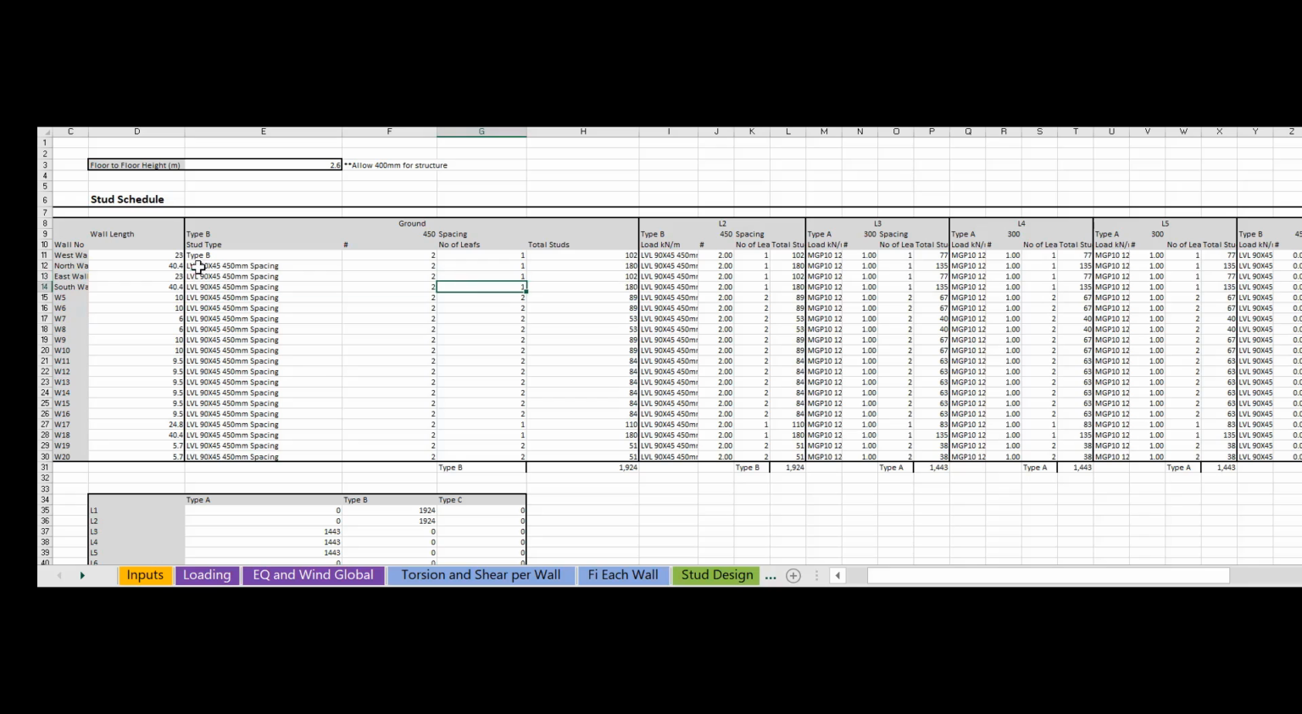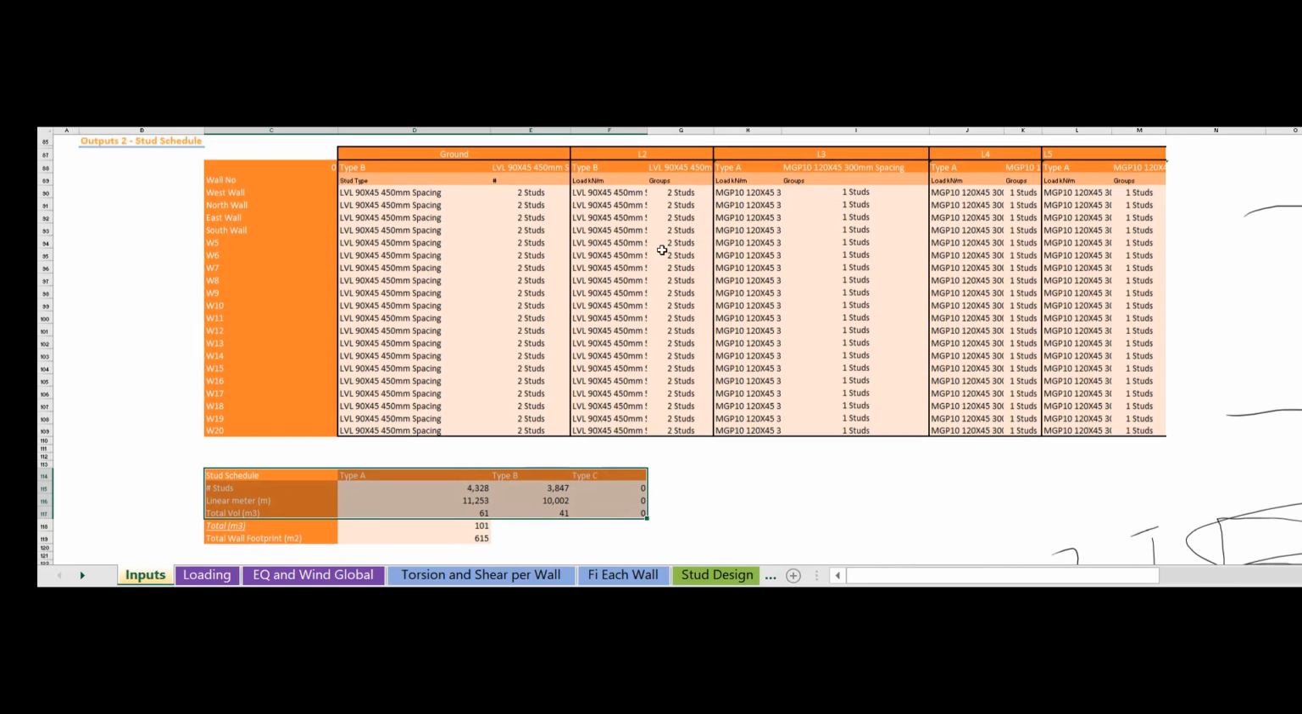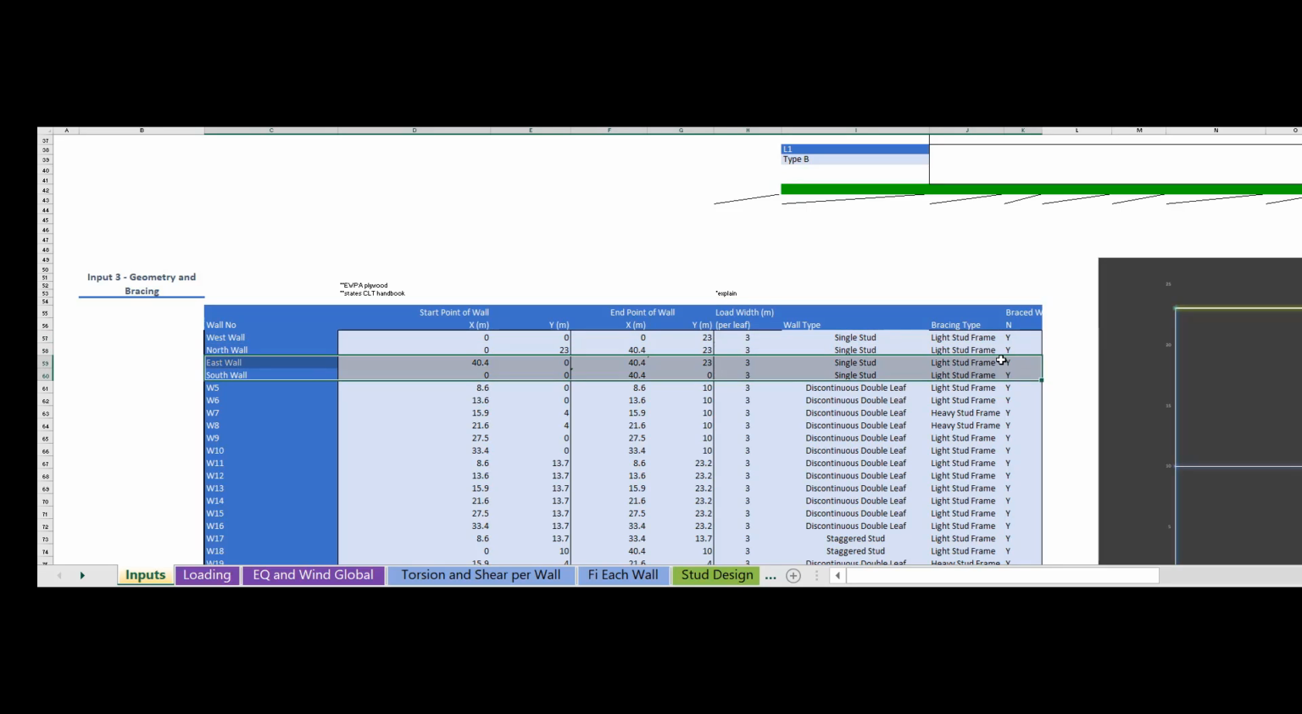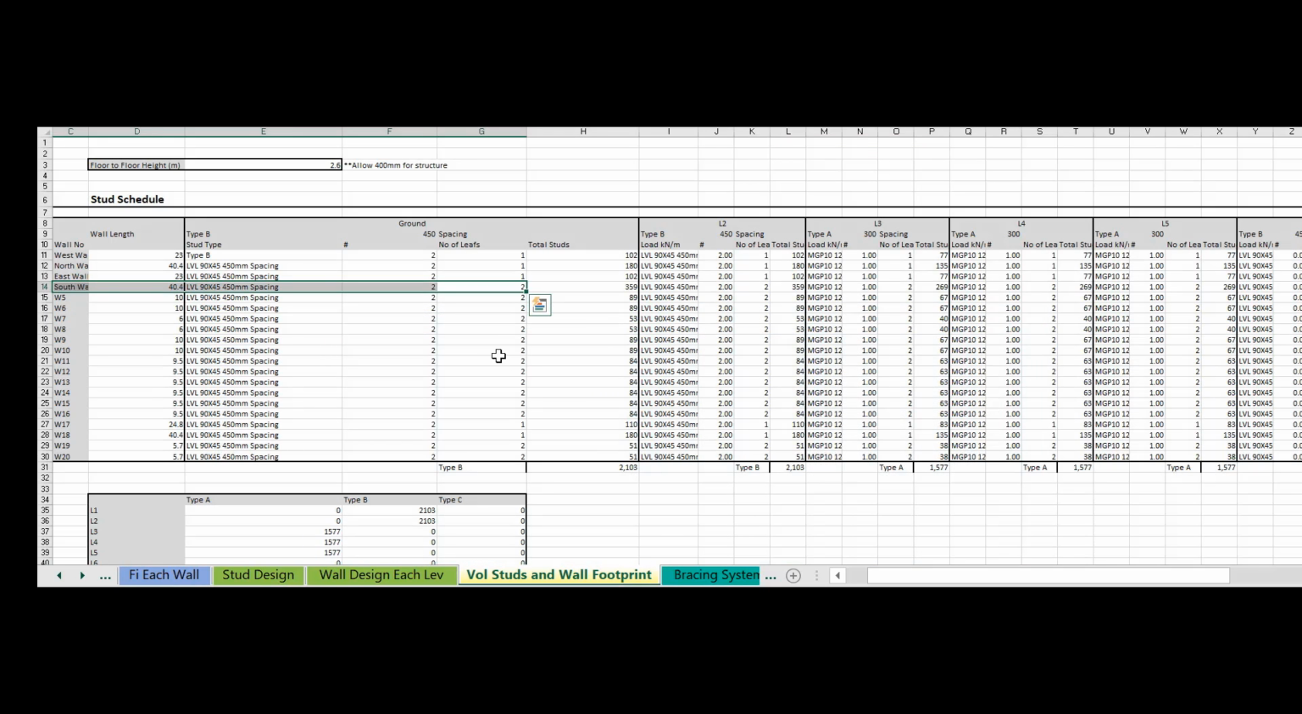So if we look at the south wall here, for example, if we made that discontinuous, which it won't be, but just for the purpose of explaining it, this will change to 2. So then there's all of a sudden twice the amount of studs there. So then total studs here is just the wall length divided by the spacing, multiplied by the number of studs per leaf, and so forth at each level. So that's the amount of studs. So it's quite a lot of studs in this building.